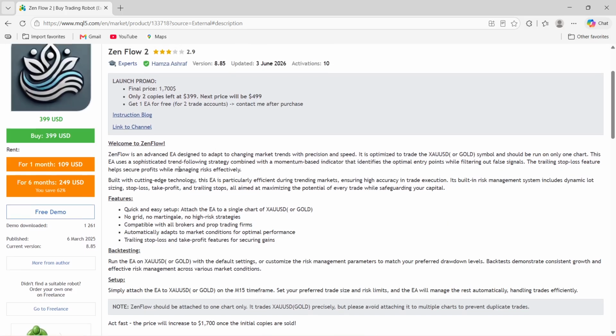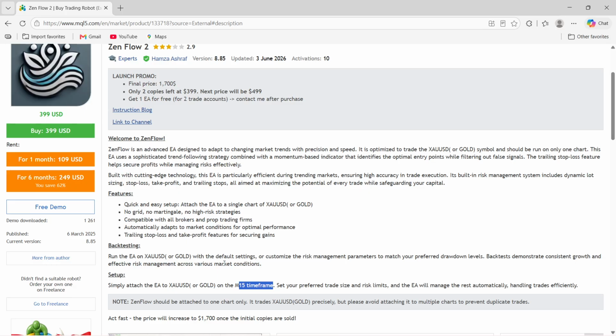All right, so according to the official description, Zen Flow 2 is an advanced EA designed to adapt to changing market trends with precision and speed. As you can see, it's written over here, highlighted. And it's optimized specifically for XAUUSD, or gold, on the M15 time frame. That's the 15-minute time frame. The developer is very clear: you're meant to attach it to just one chart, one symbol, XAUUSD, and let it trade automatically in that environment.